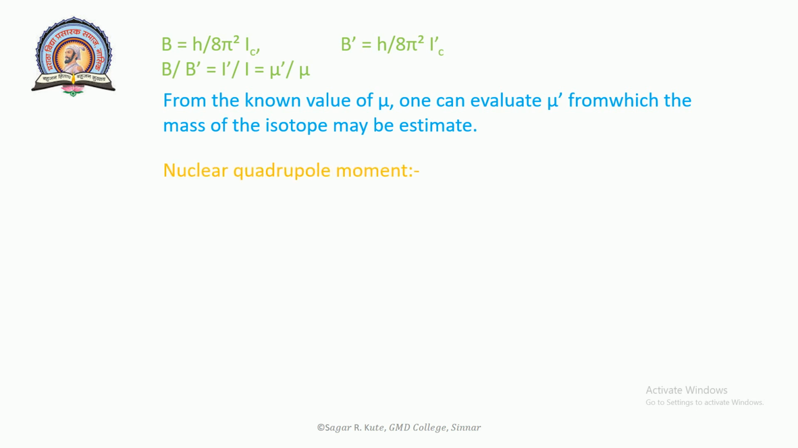Nuclear quadrupole moment. Measurement of quadrupole hyperfine structure in a molecule gives the quantity e square Q, the quadrupole coupling constant. For the evaluation of eQ, knowledge of the quantity Q is necessary, which can be estimated by other studies. However, knowledge of Q is not necessary for determination of the ratio of the quadrupole moments of different isotopes of the same element, and this can be precisely evaluated from microwave measurement.